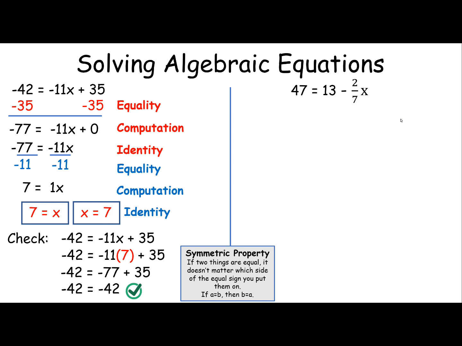Here's another one. Go ahead and give this one a try. Notice again that equals 47 is on the other side. It really does not change things, although it does make things a little bit confusing.